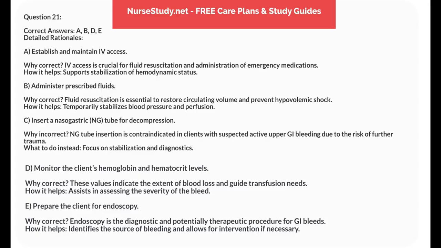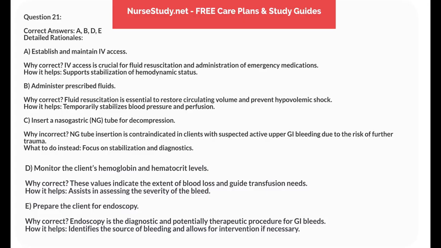Detailed rationales. A. Establish and maintain IV access. Why correct? IV access is crucial for fluid resuscitation and administration of emergency medications. How it helps: support stabilization of hemodynamic status. B. Administer prescribed fluids. Why correct? Fluid resuscitation is essential to restore circulating volume and prevent hypovolemic shock. How it helps: temporarily stabilizes blood pressure and perfusion.